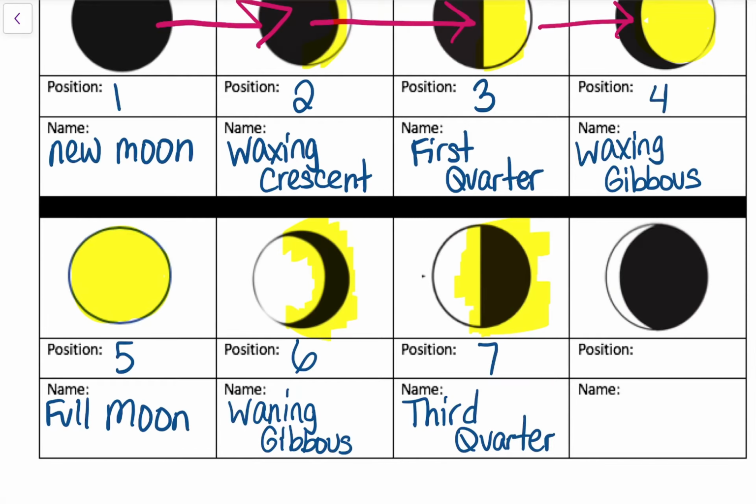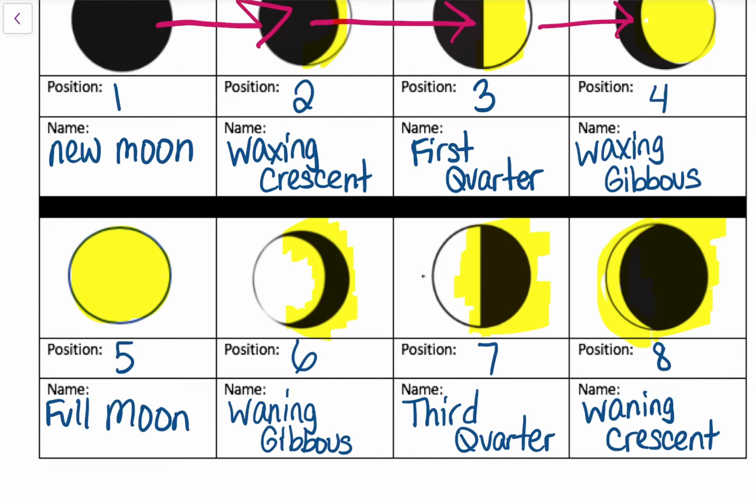The very last moon phase, the eighth moon phase, is called a waning crescent. And that's because the darkness got even bigger so that there is only this small crescent shape of light left, and it's mostly back to being dark again. So the moon is mostly dark again, but there's still a little bit of light remaining.